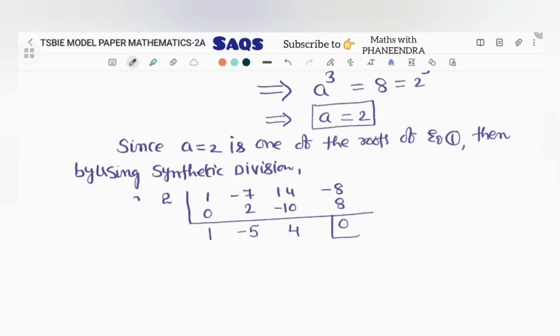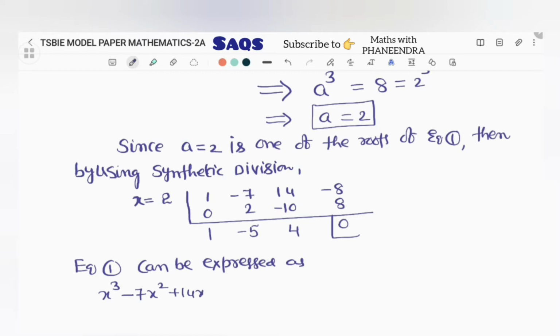x is equal to 2, means x minus 2 is a factor. So equation 1 can be expressed as x cube minus 7x square plus 14x minus 8. Already x is equal to 2 is the root, we got it, a is equal to 2 means x is equal to 2. So x minus 2 into, this is the quadratic term, this is the linear term, this is the constant term.